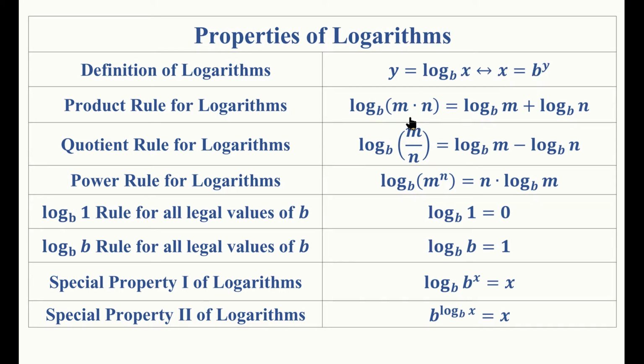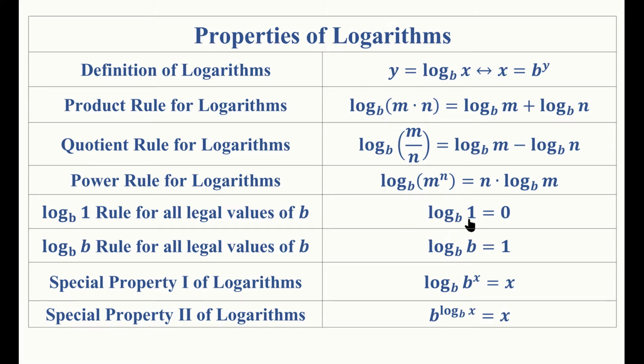Then we had the product rule for logarithms. The log of a product is the sum of the logs. The quotient rule, the log of a quotient is the difference of the logs. The power rule, the log of a power is the exponent times the log. We've seen how this plays a particularly important role because it's the one that can take an exponent and legally turn it into something other than an exponent. We haven't had any other rule that does that.